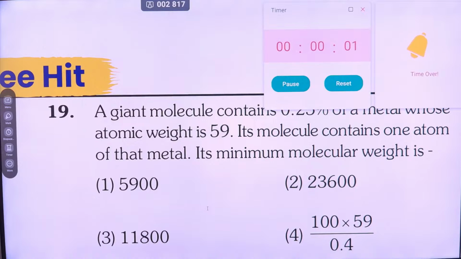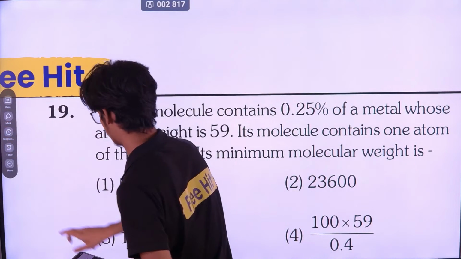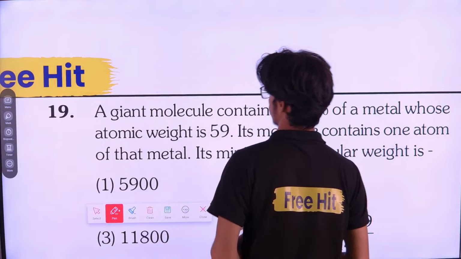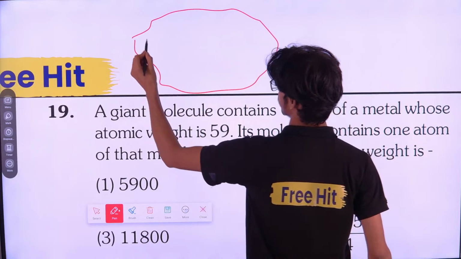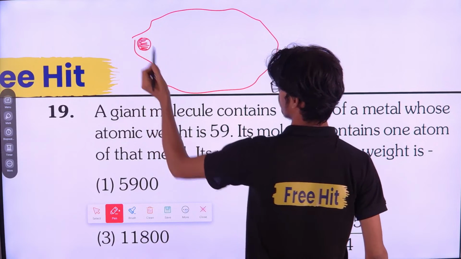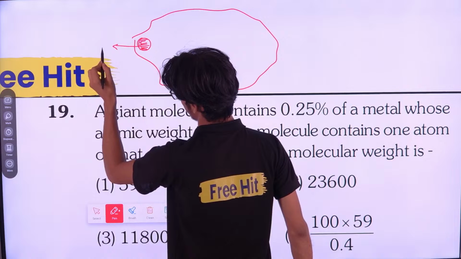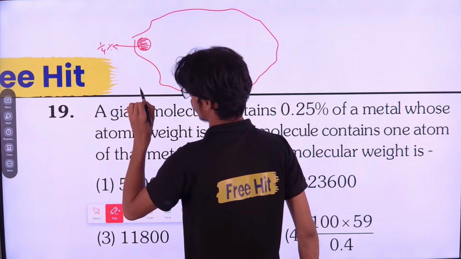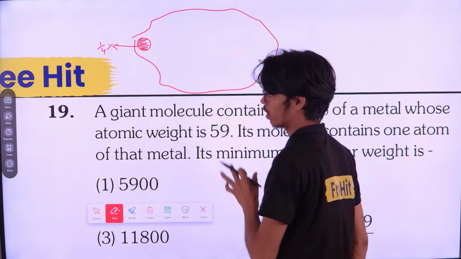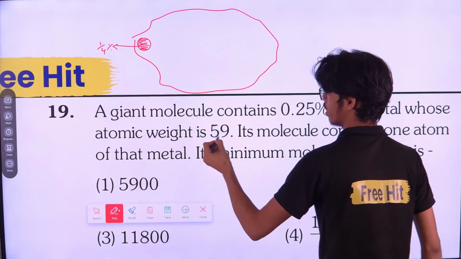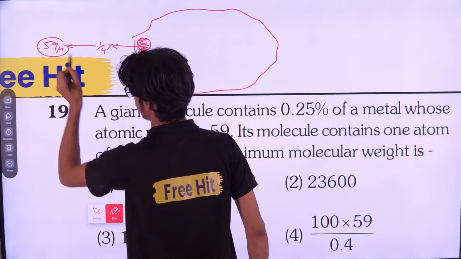Let's see what is the right option. Let's start. Try to visualize this question. It's a very big molecule, and in that big molecule there is a metal atom, and that metal is 0.25%. It means 1/4 of a percentage, and it's one atom of that metal, and the atomic weight is 59. It means this 1/4 of the percentage is actually 59 units, right? The weight of that 1/4 percentage is 59 units.